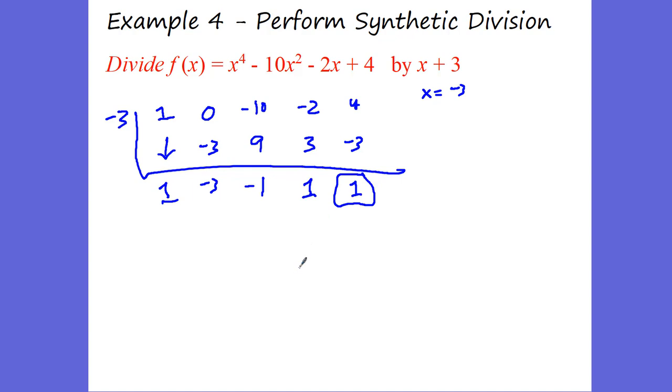So when we divided this function, remember we were dividing by x to the first power, so we get 1x to the third power, because our power goes down, minus 3x squared, minus 1x, plus 1, with a remainder of 1 over what we were dividing by, x plus 3. And so that is dividing by synthetic division. Now, if you have a remainder of 0, it's a perfect factor of your polynomial function.